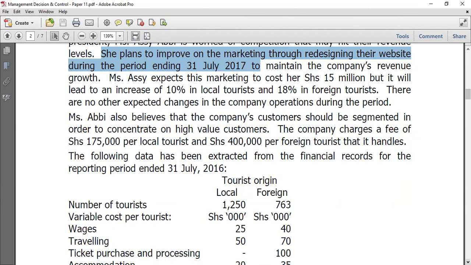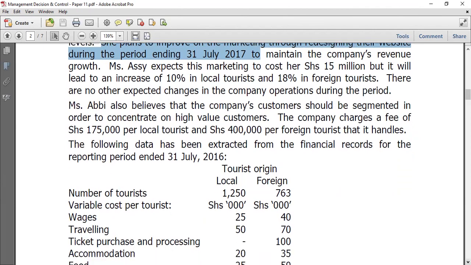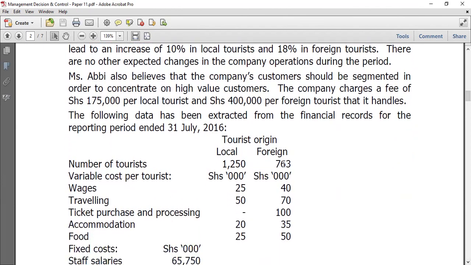Now, for 2016, we have the information here, okay? If it comes to revenue for 2016, we can easily determine it because we have the number of tourists, and then we have how much each tourist is paying, okay? So that is something we want to appreciate. We at least have the revenue of 2016.